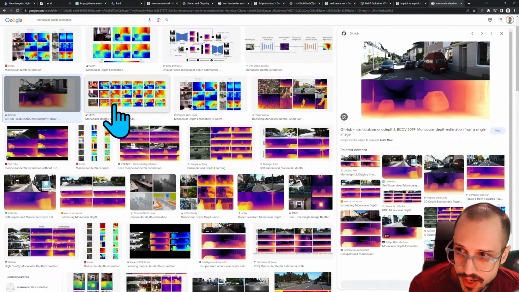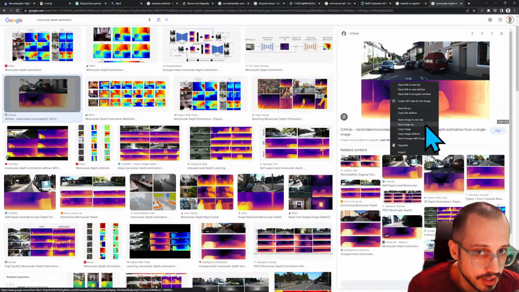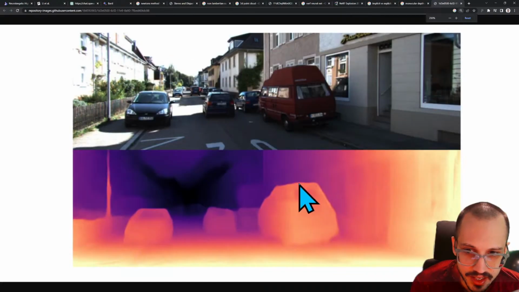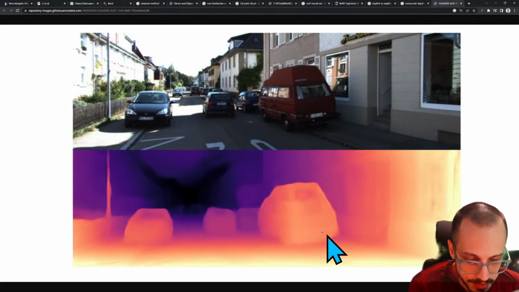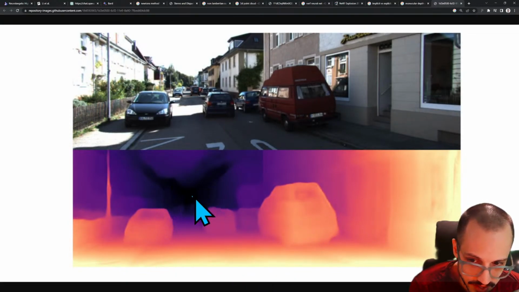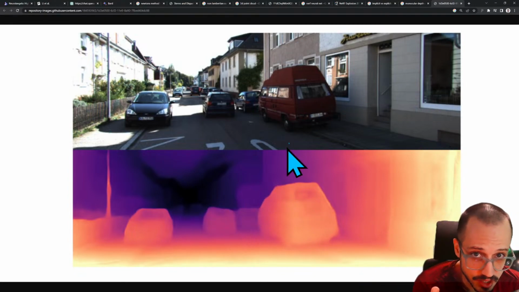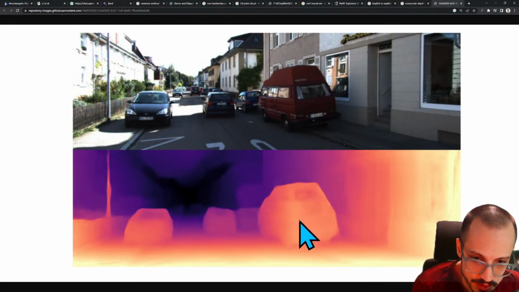So for example, here you have a scene of a car, and then here's the depth, right? So obviously in a depth image, this black color represents stuff that's far away, and then this yellow color represents stuff that's close. So obviously these cars here are closer to you. That's why they're lighter colored.